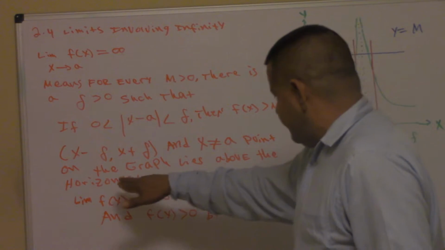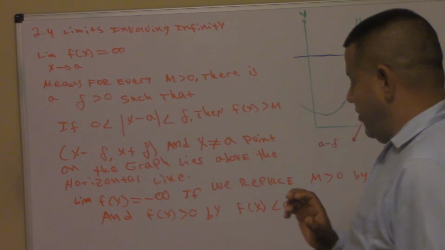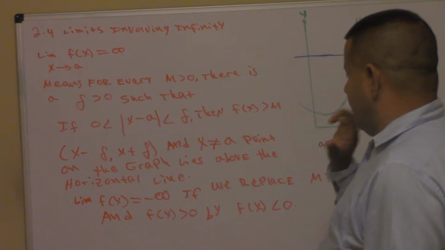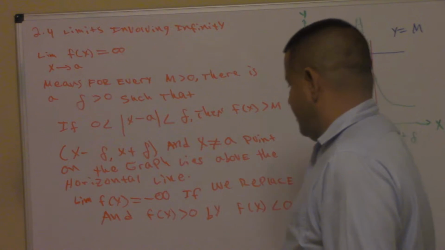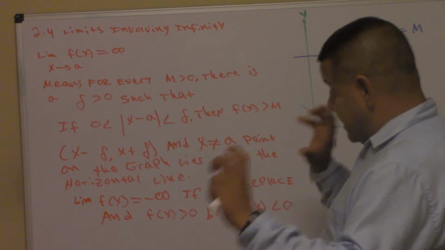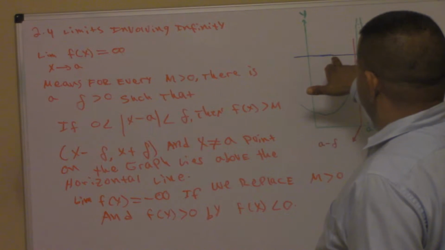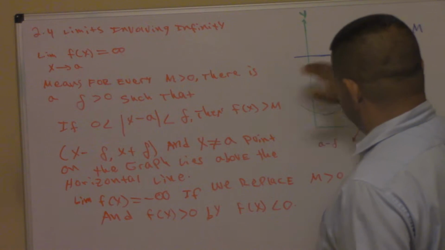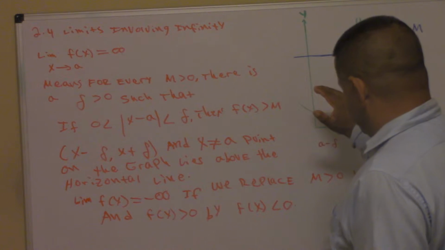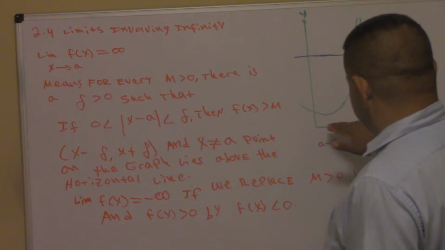Very important: the point on the graph lies above the horizontal line. The limit of f of x, and look at this. If f of x is greater than M, it lies above the horizontal line.